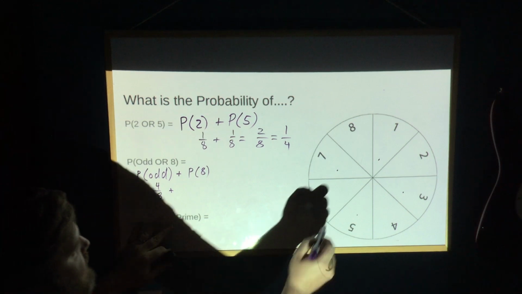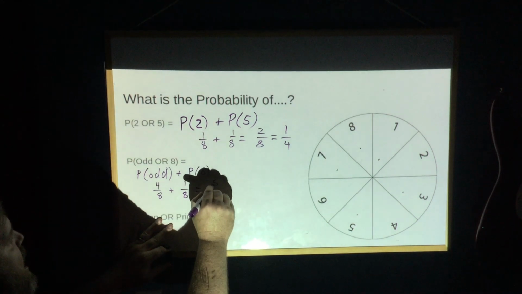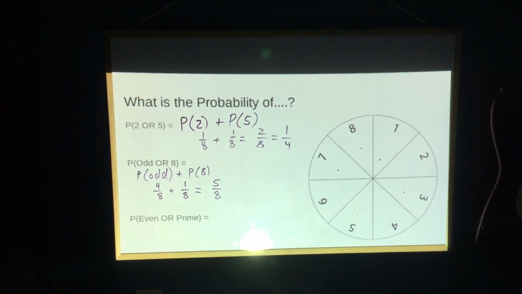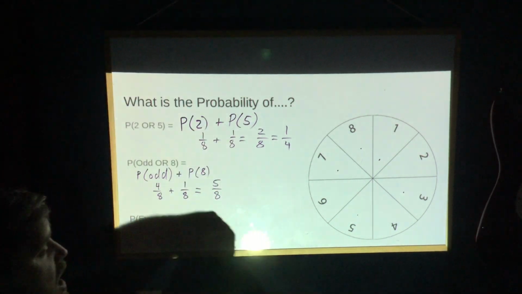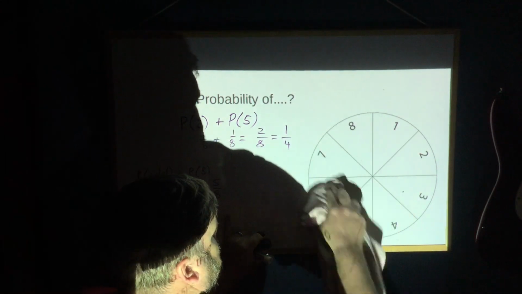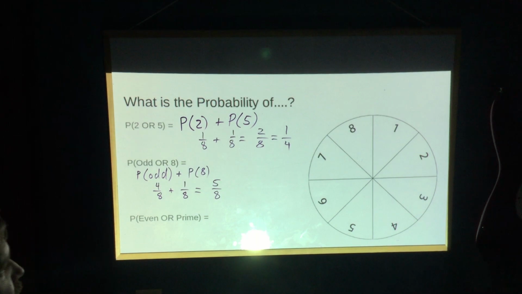The probability that it's an 8 is just 1 out of 8. Add and you get 5/8. So the probability that the spinner lands on an odd number or an 8 is 5 out of 8. All right, so far, not that complicated.